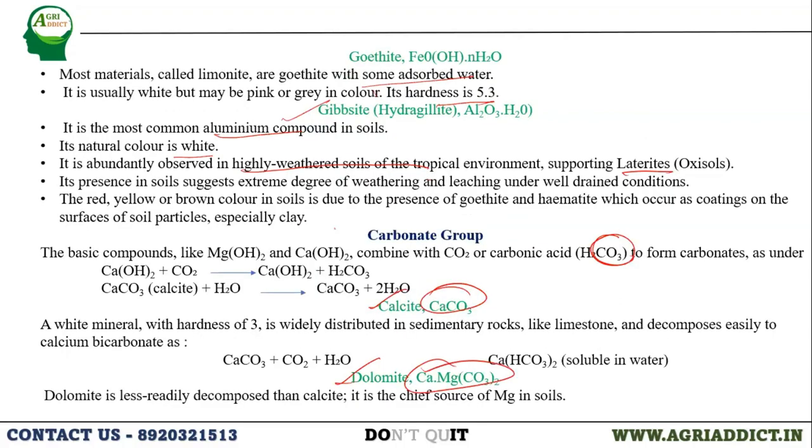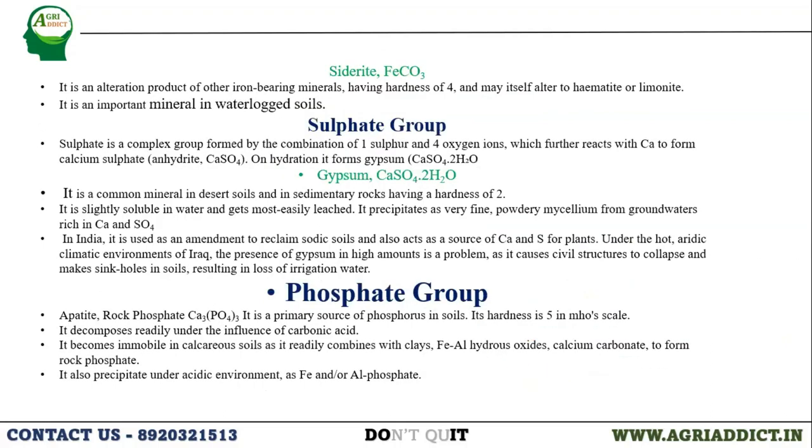One interesting thing, we'll see it in soil formation: among calcium carbonate and calcium bicarbonate, calcium bicarbonate is soluble in water, but not calcium carbonate. This feature plays a main role in the process of calcification and decalcification. We'll see it later in soil forming processes, how calcification and decalcification are influenced by this solubility nature of calcium carbonate and calcium bicarbonate. Likewise, siderite, FeCO3.